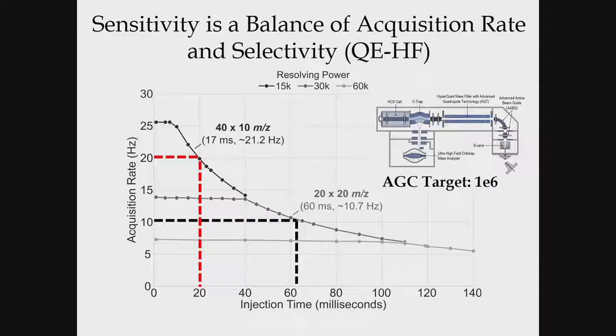Okay. So now this becomes a really critical component because you have to make a decision. Is it better to have a longer maximum inject time and go slower, or to go faster and have a much shorter maximum inject time?